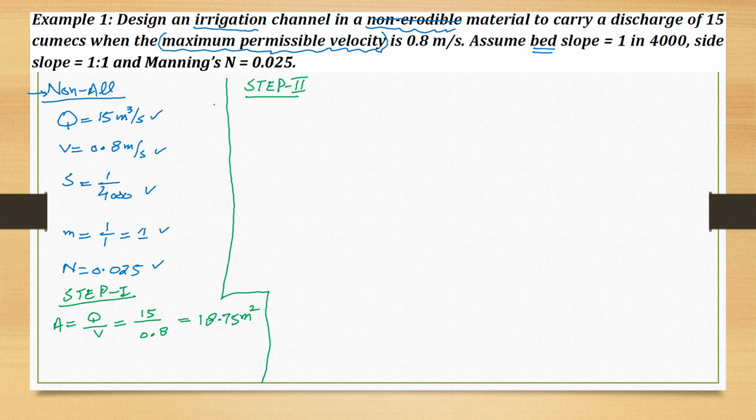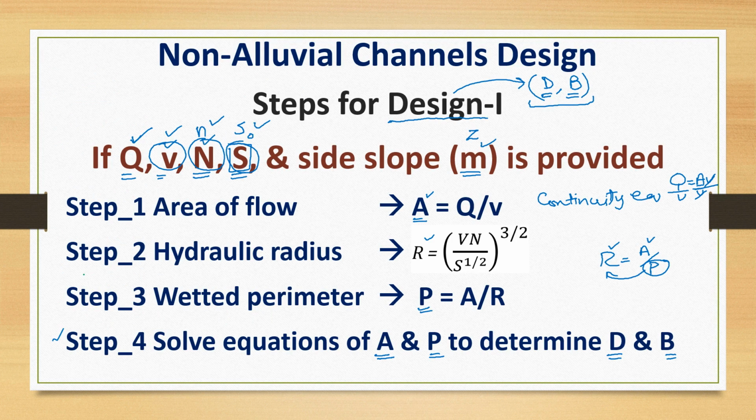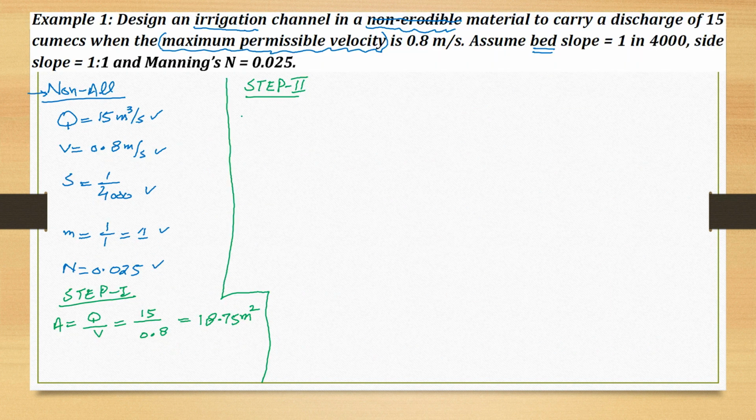Step 2 is to determine the hydraulic radius from the formula. So R is equal to (V into N into S raised to power 1 by 2) whole raised to power 3 by 2, or you can write it as 1.5.